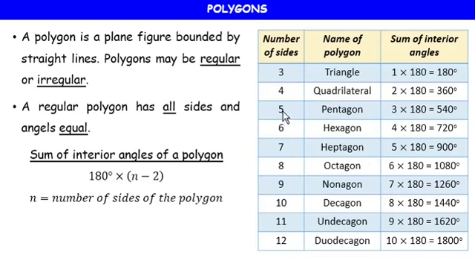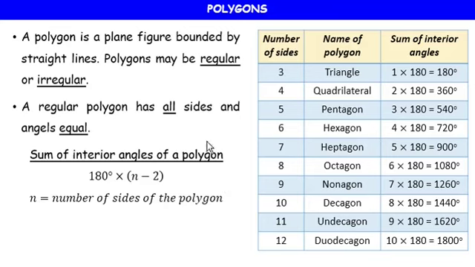So a 5-sided plane figure or polygon is known as the pentagon. A 6-sided plane figure is a hexagon, 7-sided is heptagon, 8-sided is octagon, 9-sided is nonagon, 10-sided is decagon, 11-sided is undecagon, and 12-sided is duodecagon, right? So these are the special names given to the various kinds of polygons based on the number of sides they possess.